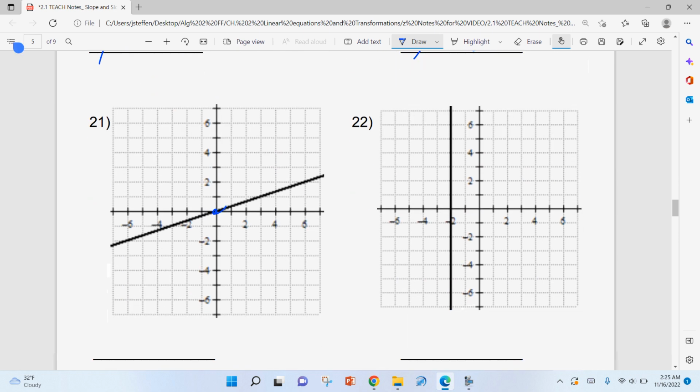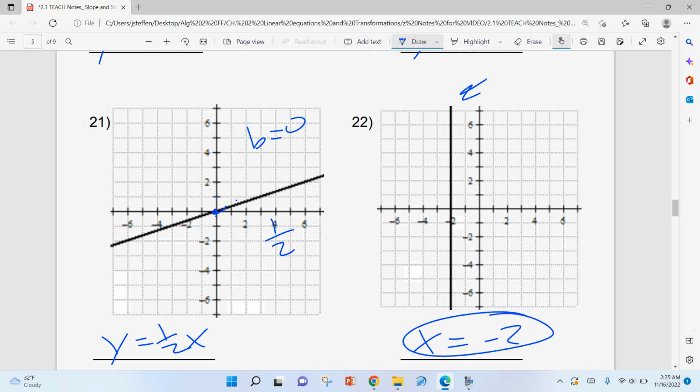This one, the y-intercept is 0. I went up 1 over 2. So y is equal to 1 half x. If you want to put plus 0, you can, but you don't necessarily need that. And this one is a vertical line. Vertical lines are always x is equal to, and then whatever that x-intercept is.